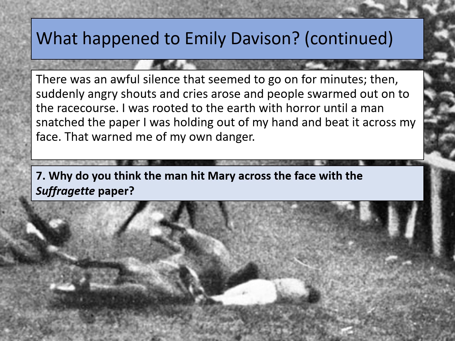Okay guys, we're now on our final question of comprehension, question 7. So for this one, you do just need to use the bit of information just above the question here. But the question this time is, why do you think the man hit Mary across the face with the suffragette paper? Now the text here does tell you about the fact that Mary was hit across the face with the paper that she was holding in her hand, which was the suffragette paper, and a man hit her across the face with it. I want you to think about why that happened. So why do you think a man would hit Mary across the face with suffragette paper after this had happened to Emily Davison at the race course?